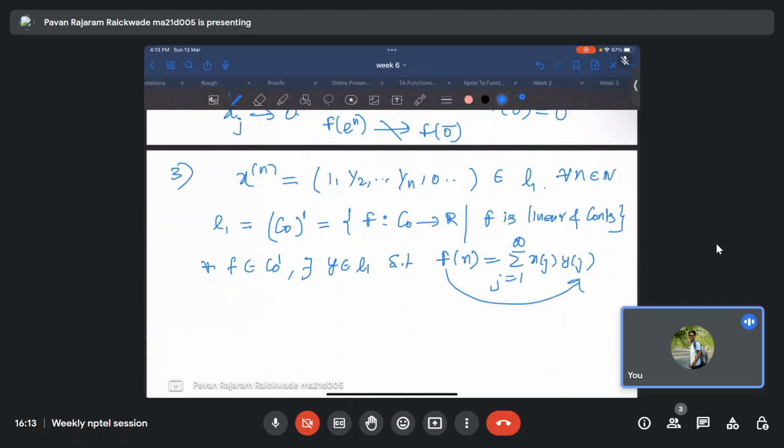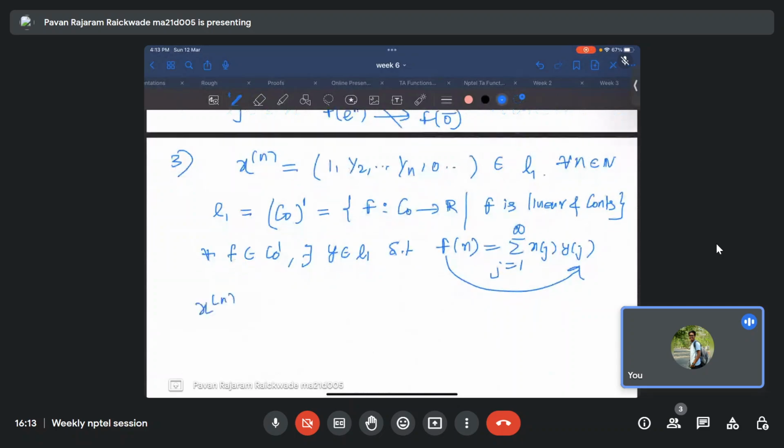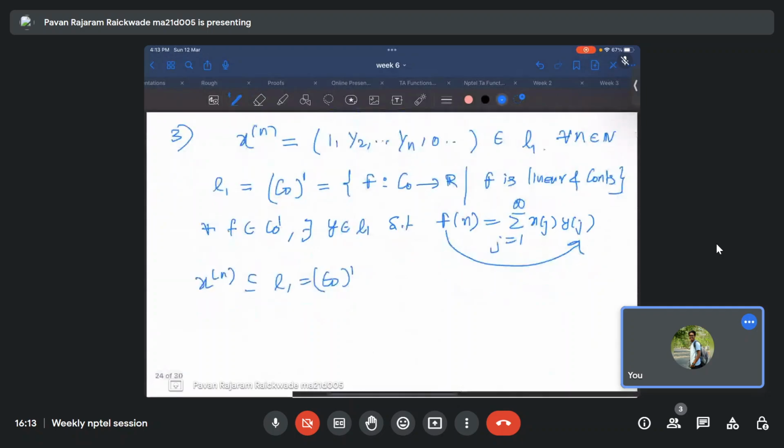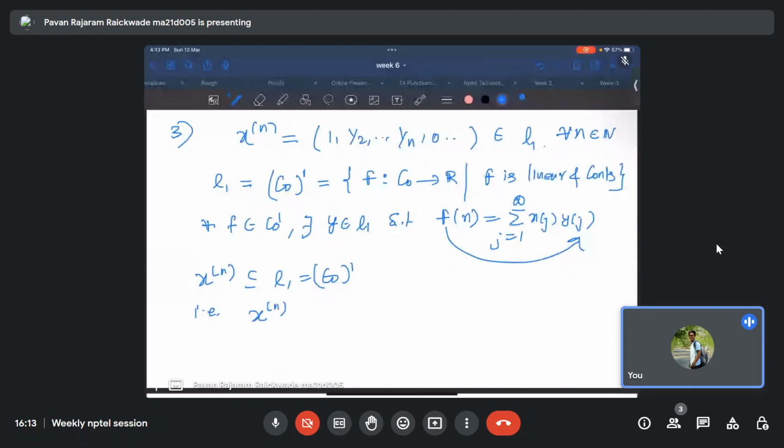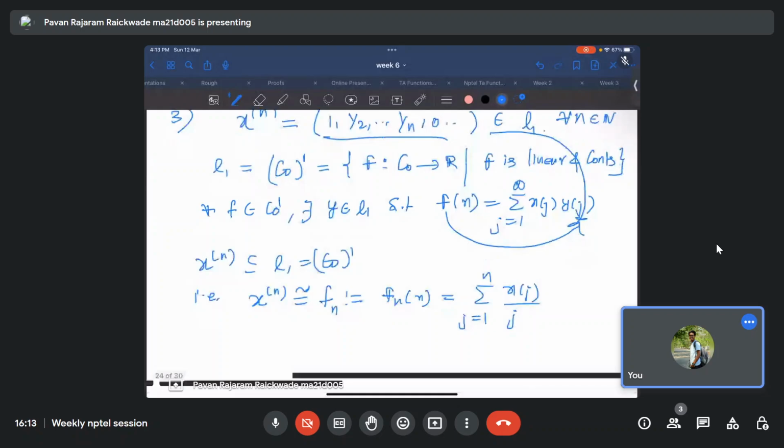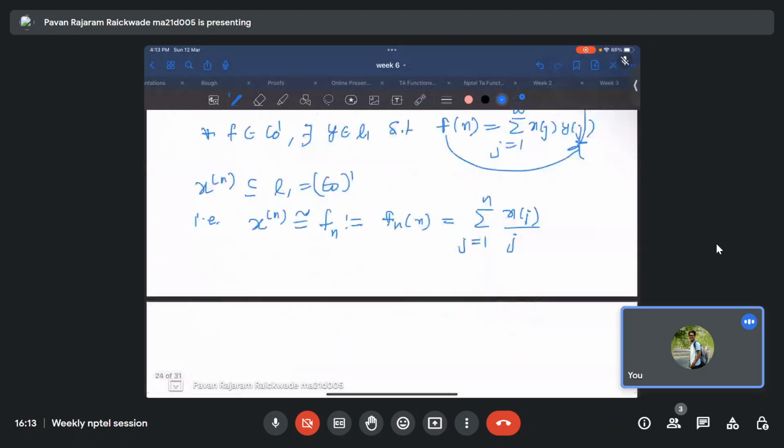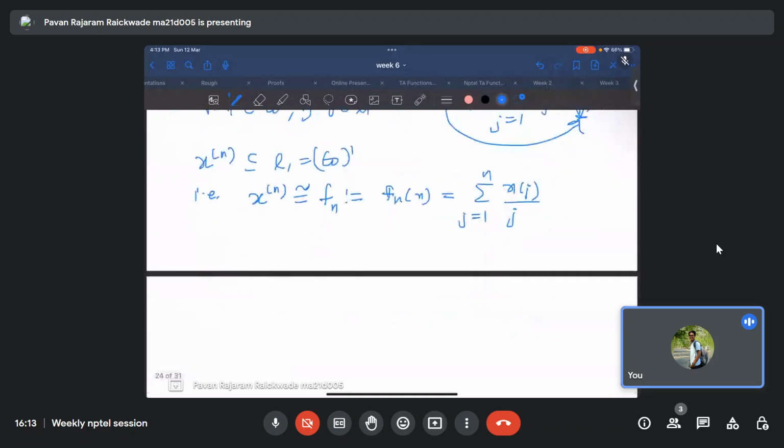So when I say this xn as a subset of L1, which is like C naught dash, that means this xn can be related with the functional fn given by fn at x equals summation xj, j going from 1 to n, right? So this is the sequence. If you put that sequence here, what do you get? This thing. So now you have the sequence in C naught dual, right?